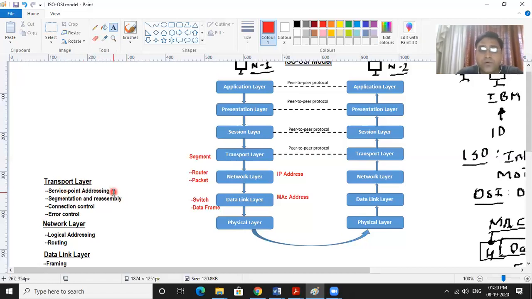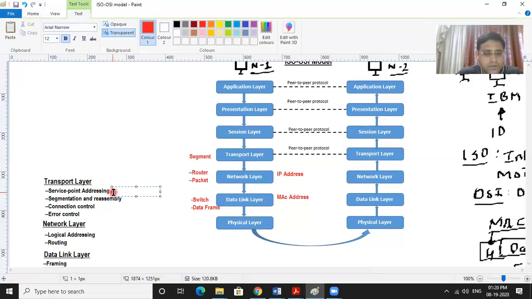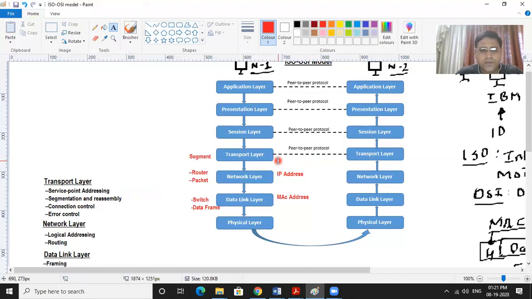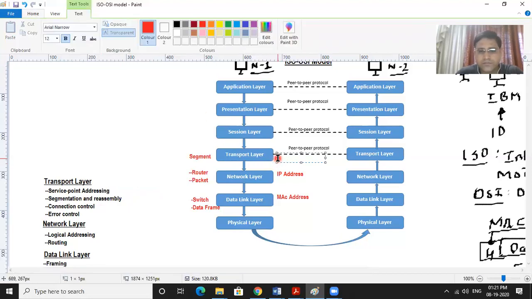Now, service point addressing, I'll tell you what this is. It is also known as port addressing. Then we have segmentation and assembly, then connection control. Now, what is this connection control? As I told you, at the transport layer we use two protocols: one is TCP and another one is UDP. Now, what is this TCP?